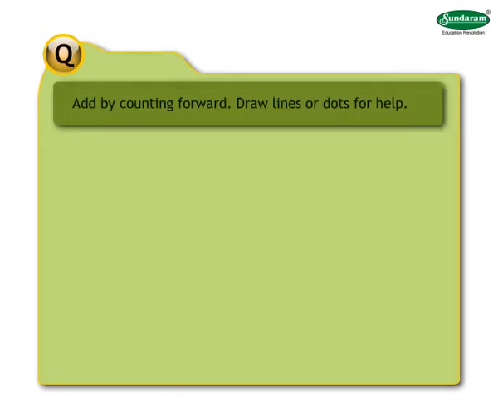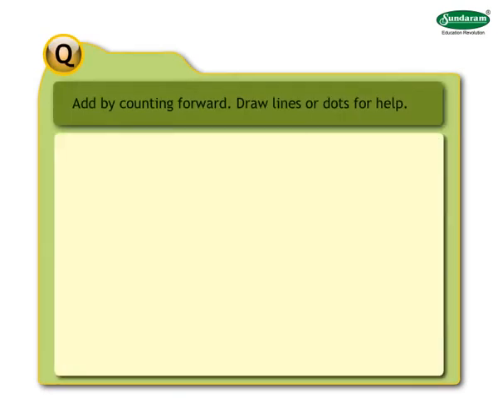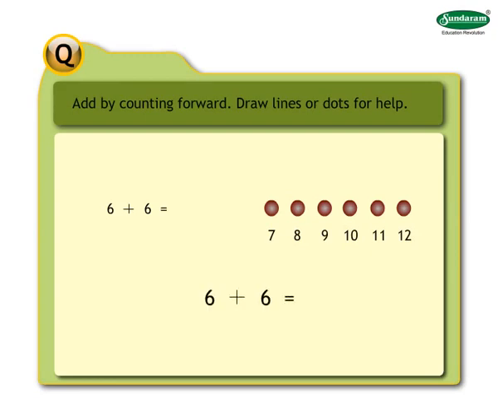Let us solve a few examples from the exercise. Question. Add by counting forward. Draw lines or dots for help. 6 plus 6 is equal to what? Solution. Draw 6 dots as we have to add 6 to 6. Count the dots after 6. That is 7, 8, 9, 10, 11, 12. Hence, 6 plus 6 is equal to 12.